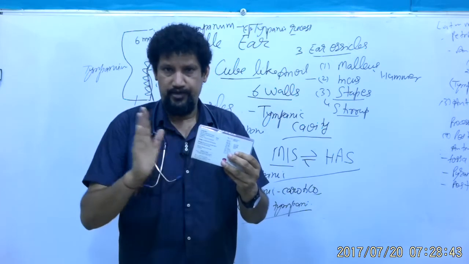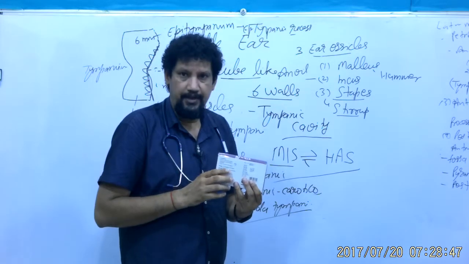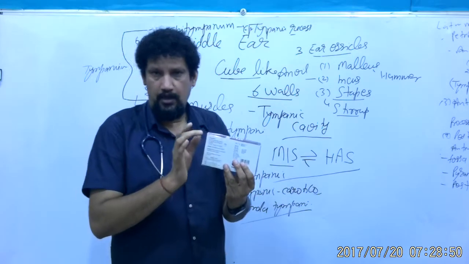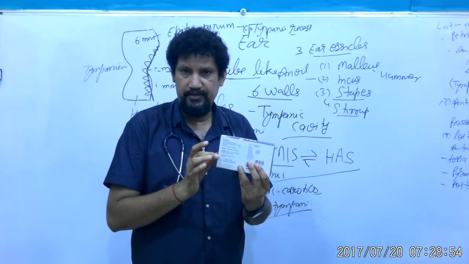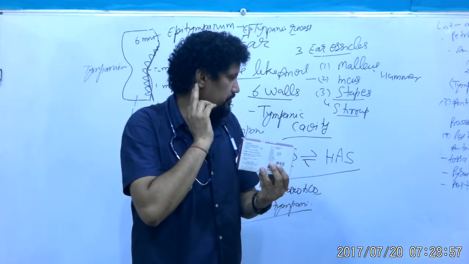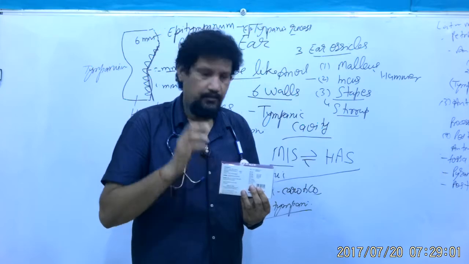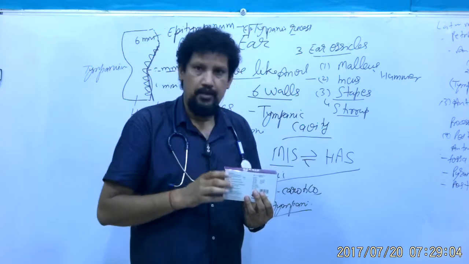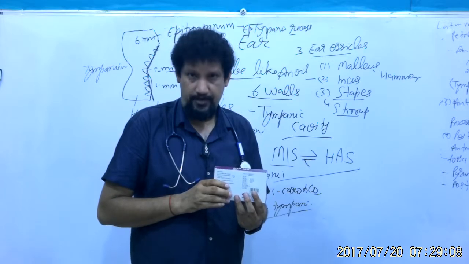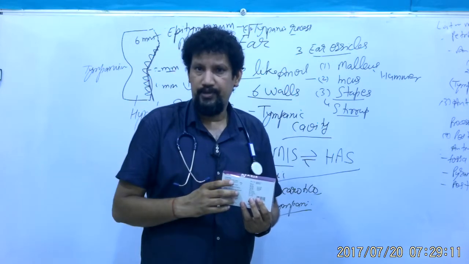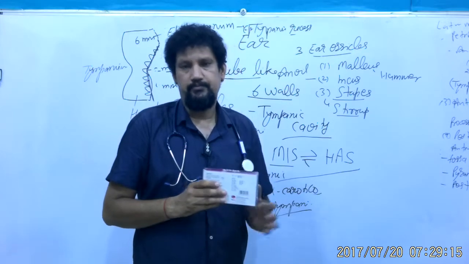This is the posterior wall, if I am talking about the right middle ear cavity. This wall is also known as the mastoid wall or mastoid surface because this is related to the mastoid process. Beneath this process, there are some mastoid air cells and the mastoid antrum, which is connected to the middle ear cavity.